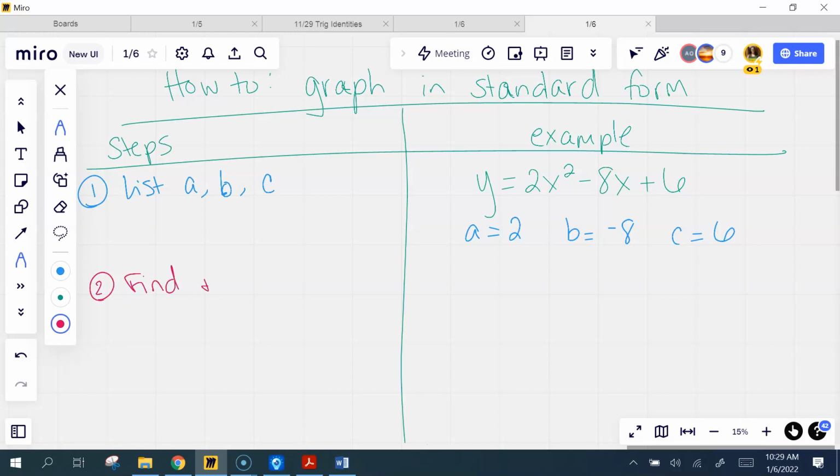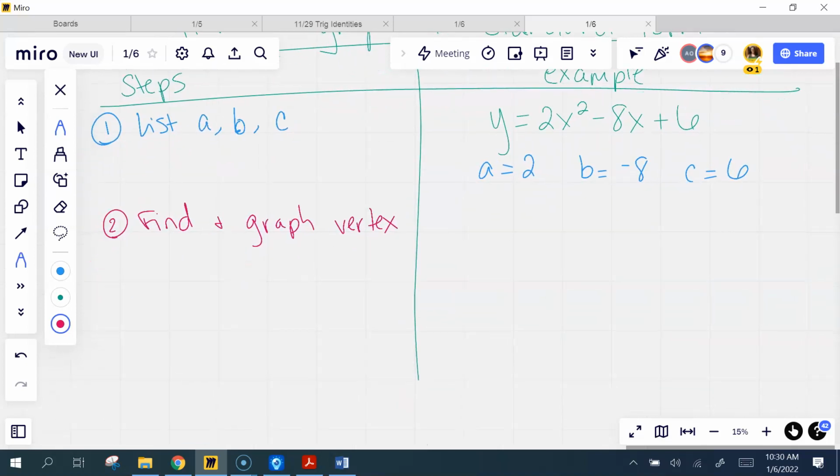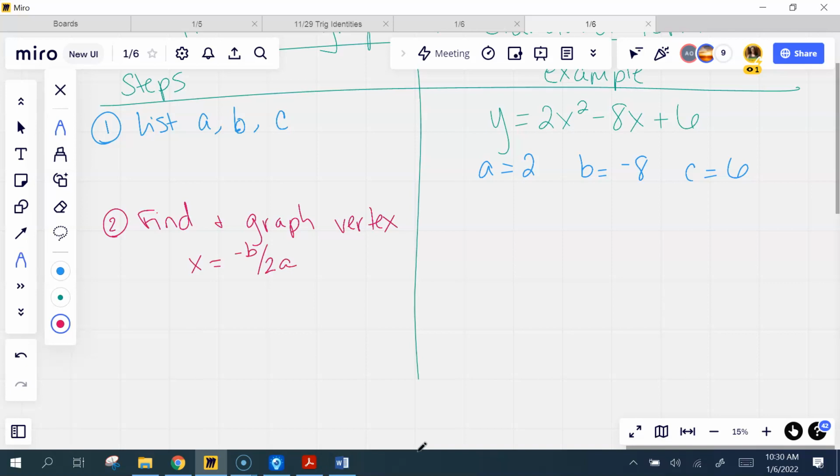We're going to find and graph the vertex. So this is a little bit of a longer process. How do I find the vertex? I have to find x first. How do I do that? Opposite b over 2a. I use that little formula.